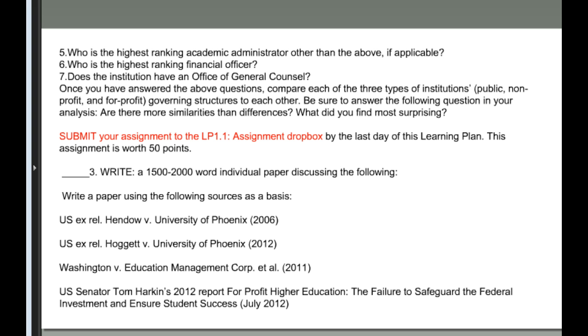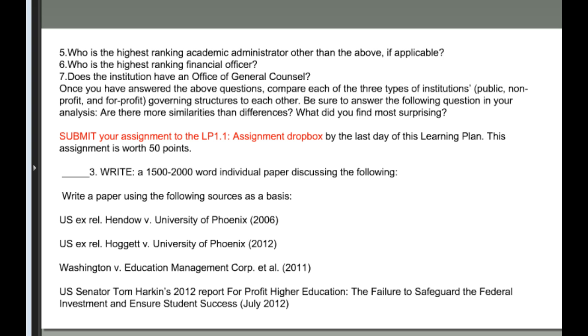So these are cases that a party is bringing on behalf of the United States. So Hendow and Hoggett are called relators, not realtors. Make sure you get the spelling correct when you type it. They are relators. They're relating a case on behalf of the United States versus University of Phoenix.